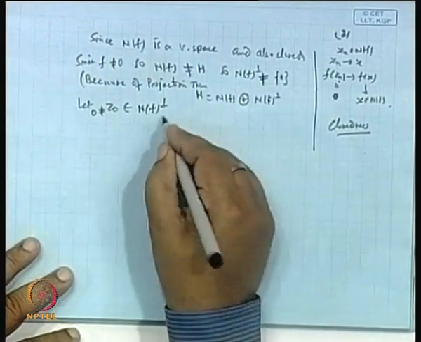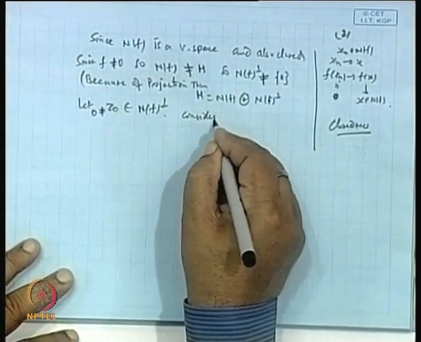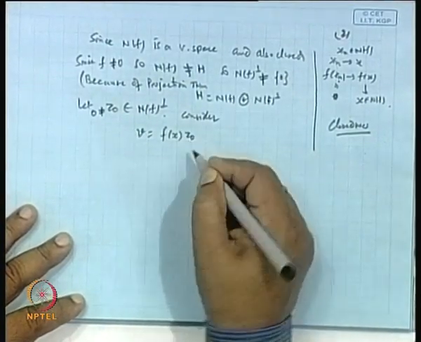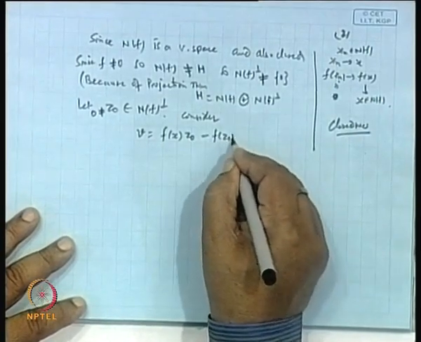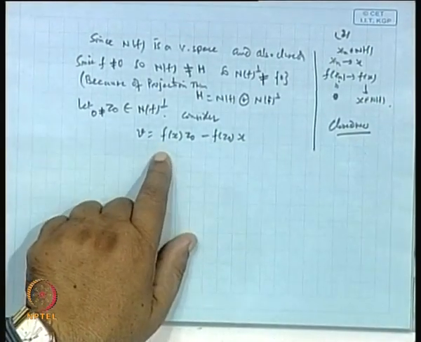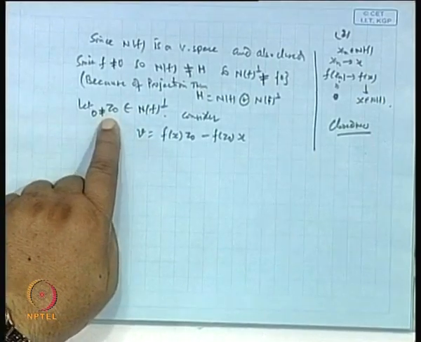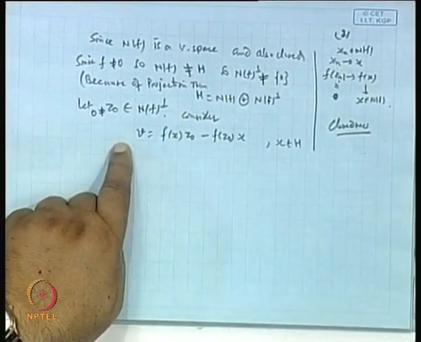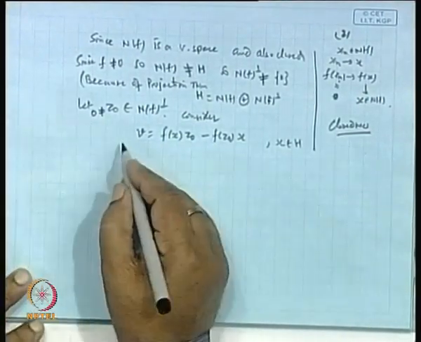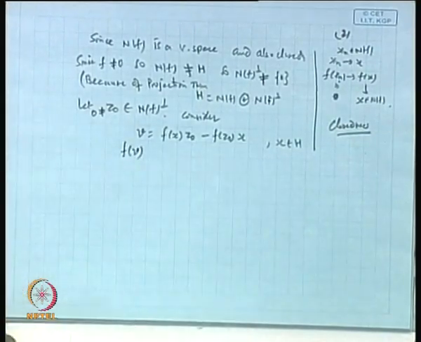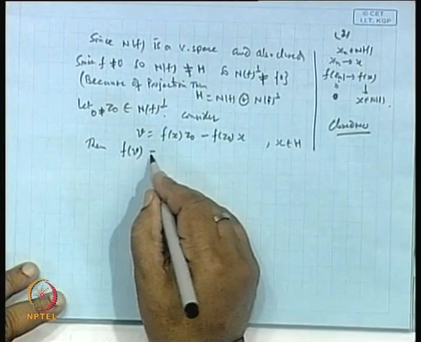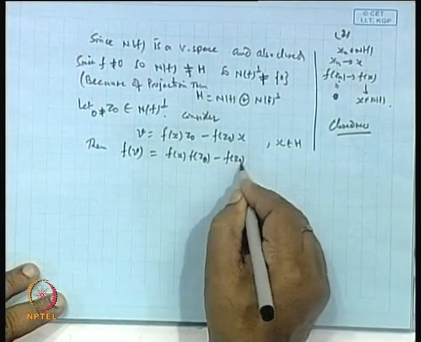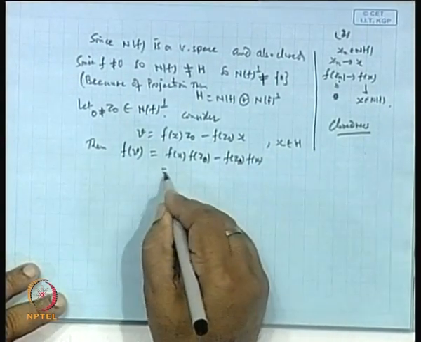Now, let us consider this term v as f(x) z_0 minus f(z_0) x. Just I am considering, because f is given, z_0 we have already got, and x is a point in H. So, everything is known. So, we can construct this v. Then what is the value of this v under f? We see that f(v) becomes f(x) f(z_0) minus f(z_0) f(x). Is it not 0?